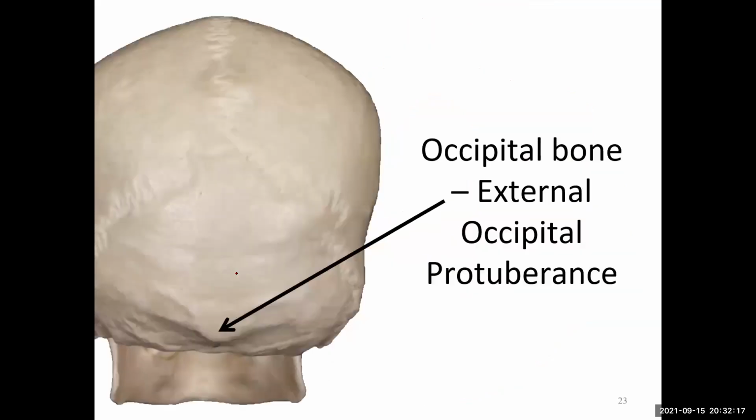Here on the posterior view, you can see there's that bump on the back of your head, the external occipital protuberance.